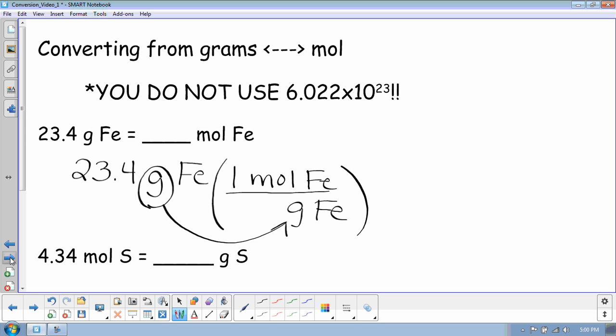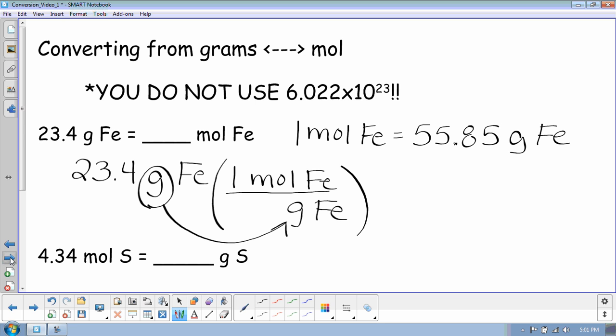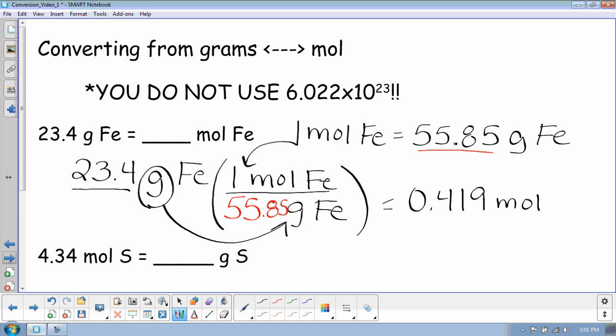If I look at the periodic table, I'm going to see that it tells me that 1 mole of Fe is equal to 55.85 grams of Fe. So that means that the number that's associated with grams here is going to end up here. So I have 55.85, and that 1 mole is going to go right here. So now what I'm going to do is divide 23.4 by 55.85. I'm going to do that real quick and then tell you how you know if you're doing it right. So 23.4 divided by 55.85, and I get an answer with 3 significant figures based on that initial number, and I get 0.419 mole of Fe.